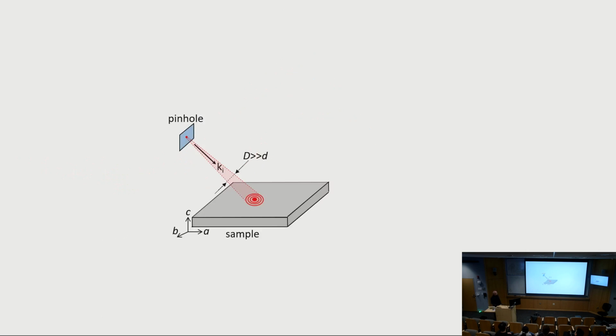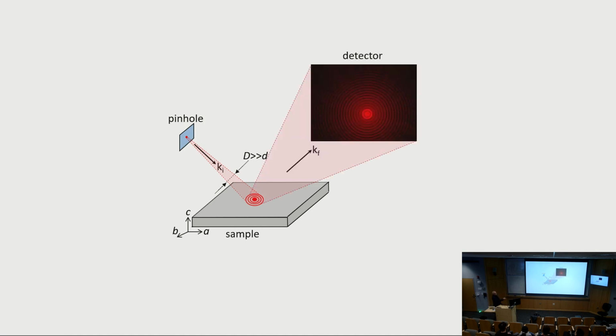So the idea was this. Take the coherent source of X-rays, shine it on the sample, all right? Coherent X-rays will actually produce a diffraction pattern like this on the sample surface. And if you have just magnetic Bragg scattering, this is what you will see on your detector, right? Once again, this circular pattern is called the Airy pattern, and this is just a diffraction pattern coming from the finite size of the pinhole here. All right.